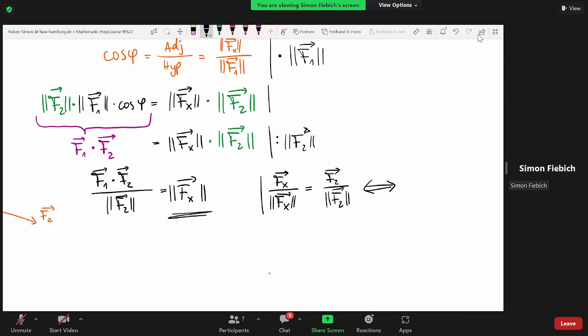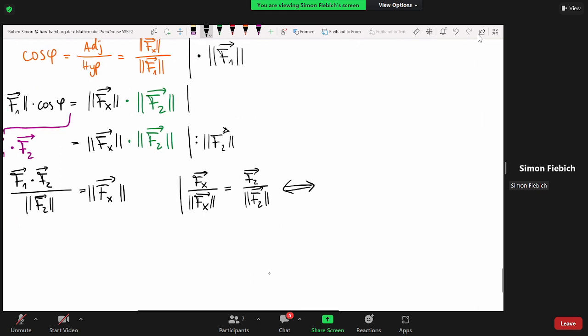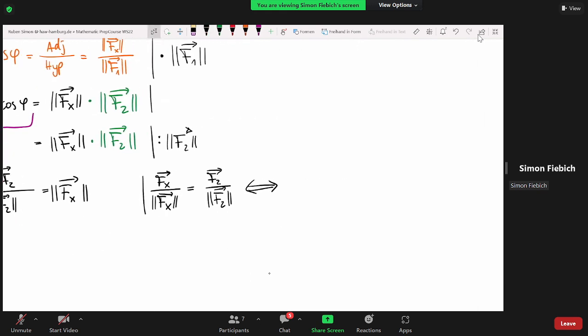Of course, we want to replace the magnitude of fx because we are actually not in the magnitude of fx, but in the actual vector. So in order to transform this, we would have to bring fx to the other side and f2 and magnitude of f2 to the other side. And this would lead us to the following expression. Who wants to conclude?